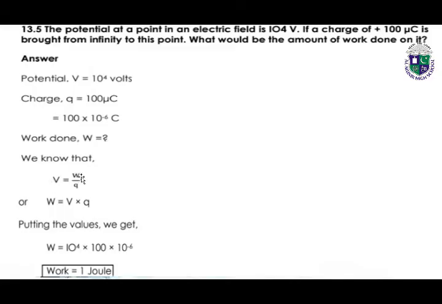We know that V is equal to W over Q. To find W, on the left hand side, W is equal to V into Q. By putting the values and multiplying, we can easily find the work, which is 1 joule.